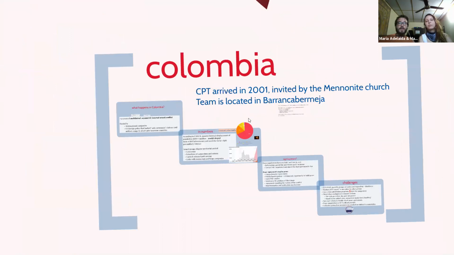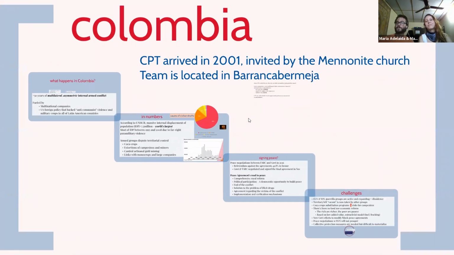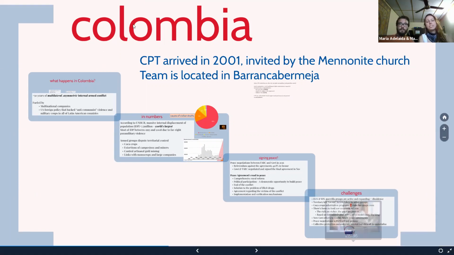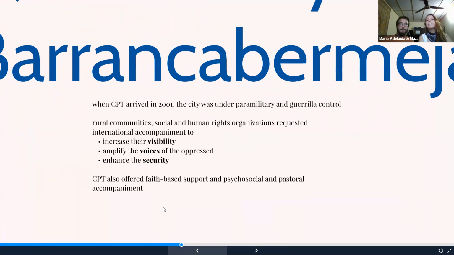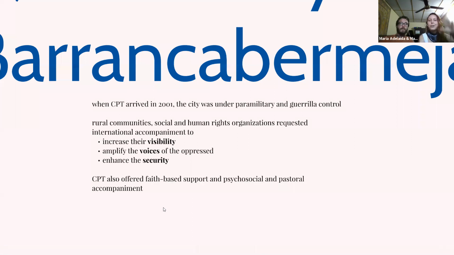So we'll jump now into Colombia. Great. What we should know about the CPT Colombia team and why you are here is that CPT arrived in Colombia in 2001, invited by the Mennonite Church. And the team is located in a city called Barrancabermeja. I know it's very difficult and confusing to say this word, even for us, but this is where we are.